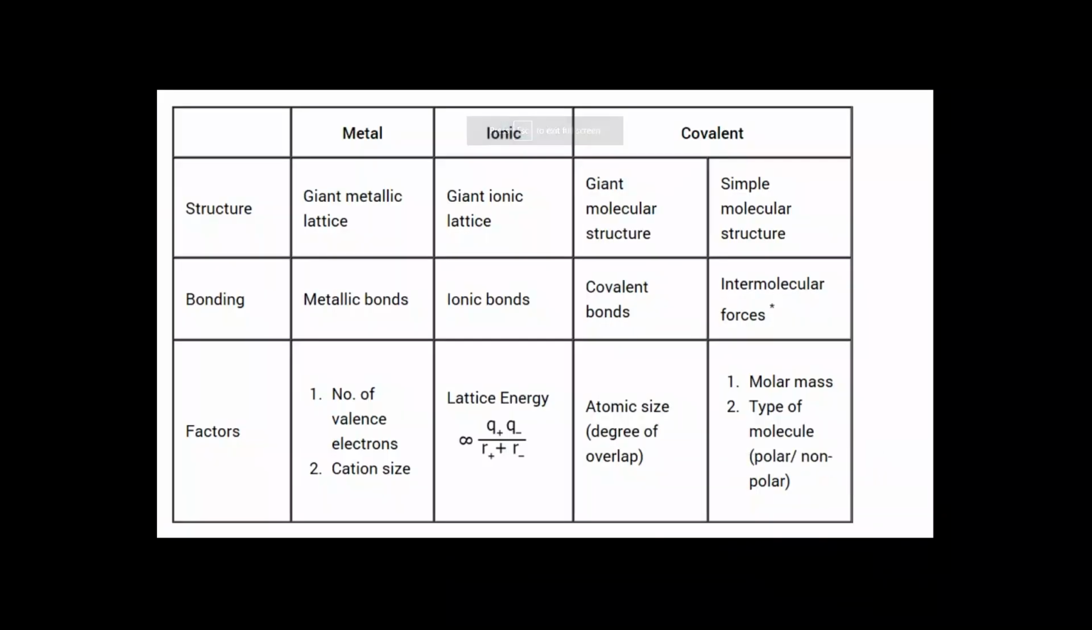In this presentation, we're going to look at the physical properties of metals, ionic compounds, and covalent compounds by looking at their structure and bonding. Of course, the structure of metals is always a giant metallic lattice, and the bonding is metallic bonding. The structure of ionic compounds is always a giant ionic lattice, and the bonding is ionic. For covalent compounds, they can be giant molecular structure, such as you have in diamond or graphite, or simple molecular structure.